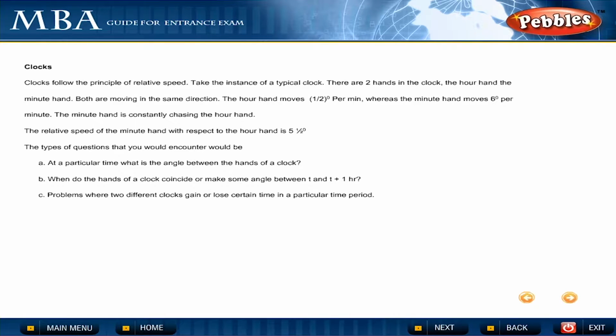Clocks. Clocks follow the principle of relative speed. Take the instance of a typical clock. There are two hands in the clock, the hour hand and the minute hand. Both are moving in the same direction. The hour hand moves half a degree per minute, whereas the minute hand moves 6 degrees per minute. The minute hand is constantly chasing the hour hand. The relative speed of the minute hand with respect to the hour hand is 5.5 degrees per minute.